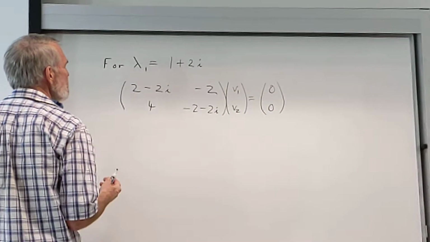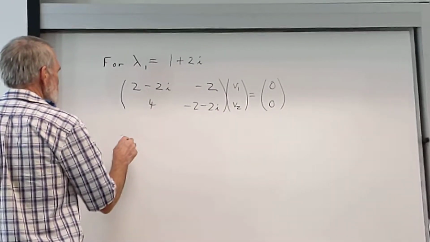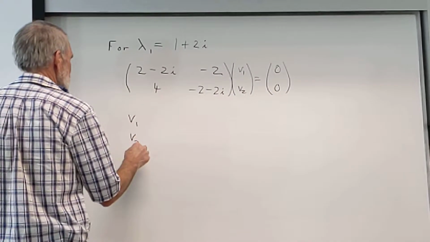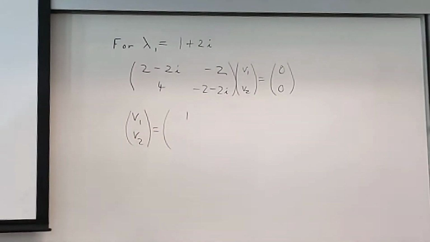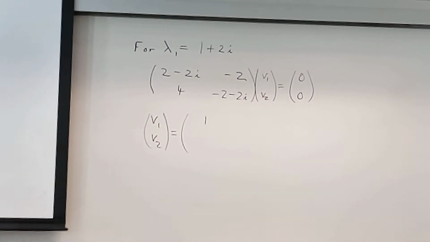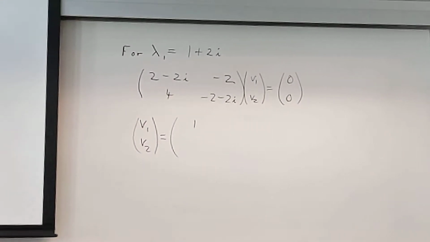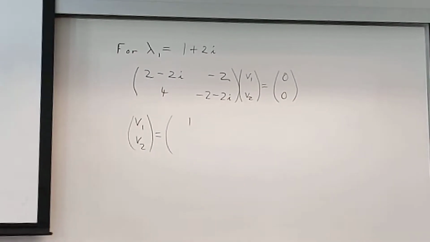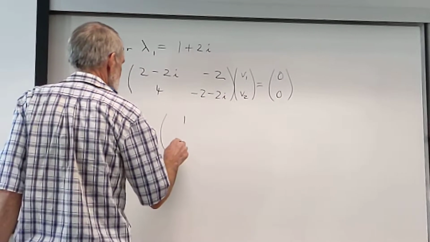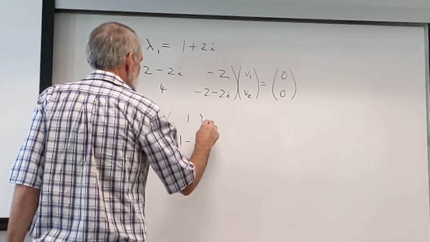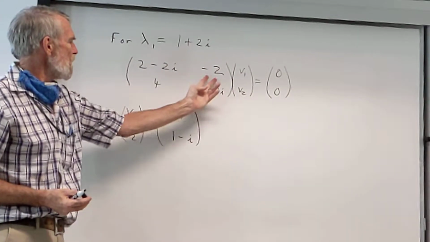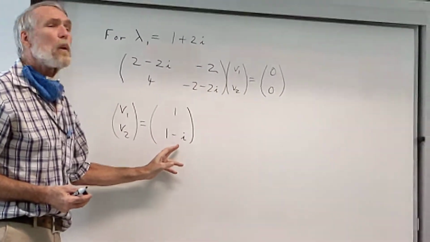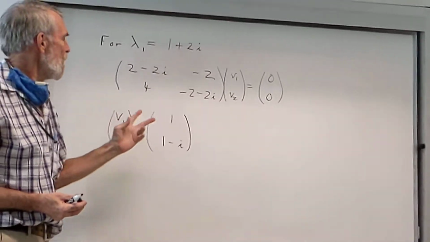Okay. So, what about this v1, v2? How about if I select the first one being 1? Suppose I select the first one being 1. What's v2 good? 1 minus i. Right? And so you can clearly see this is 2 minus 2i. Put this in here, you're going to get minus 2 plus 2i. That's going to give you 0.